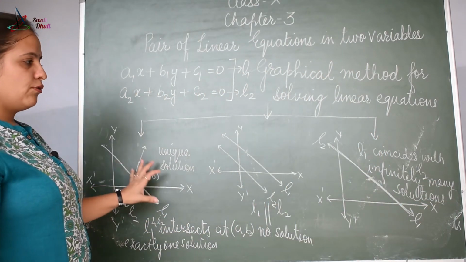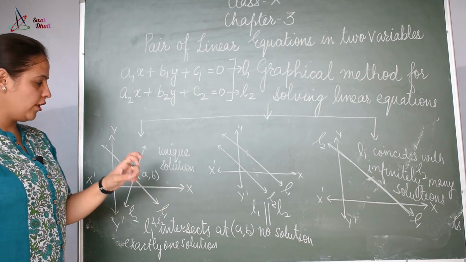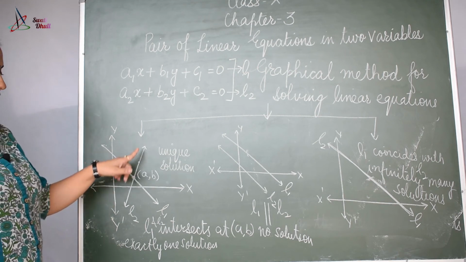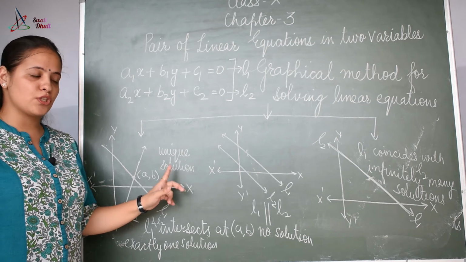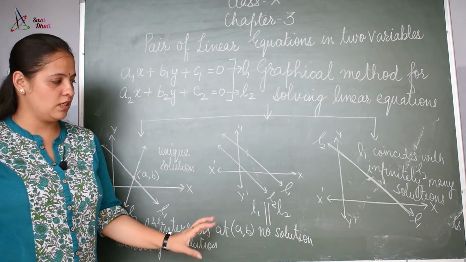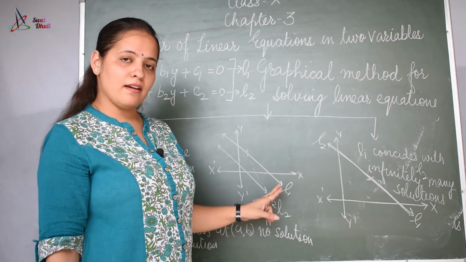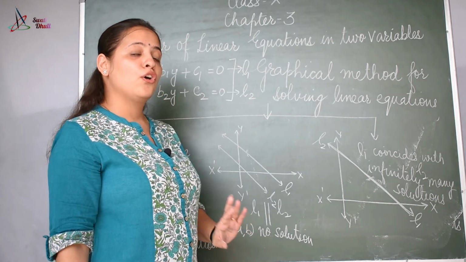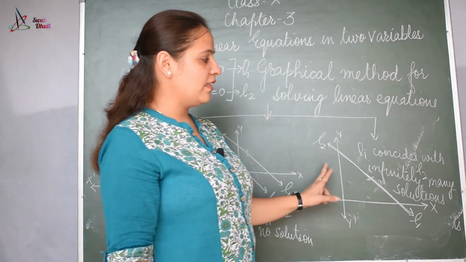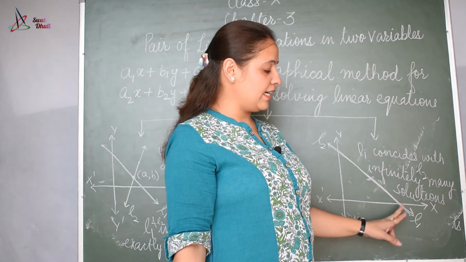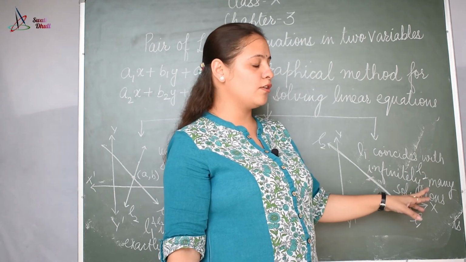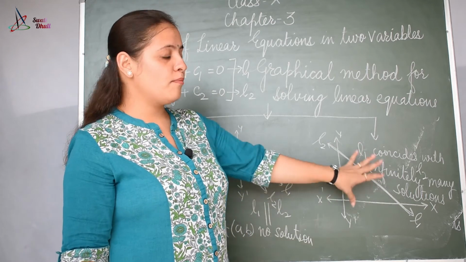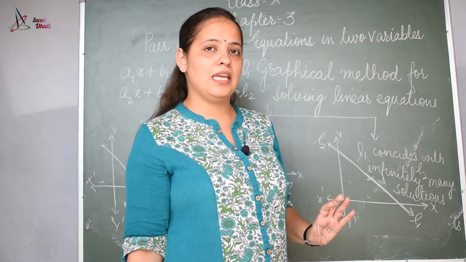So there are three cases. When the lines are intersecting, you will have exactly one solution, that means a unique solution. When the lines are parallel, you will have no solution. And when the lines are coinciding with each other, you will have infinitely many solutions, because there are a lot of common points between these two lines.